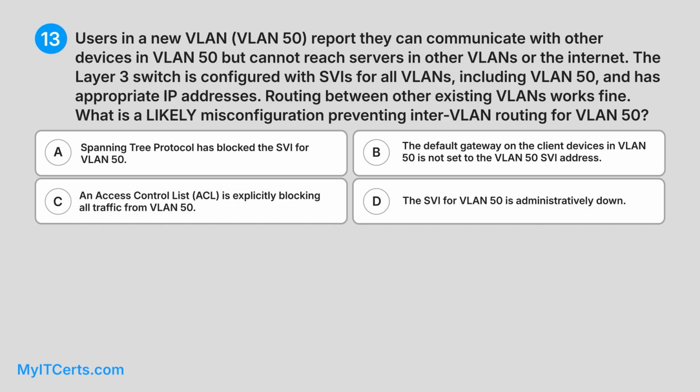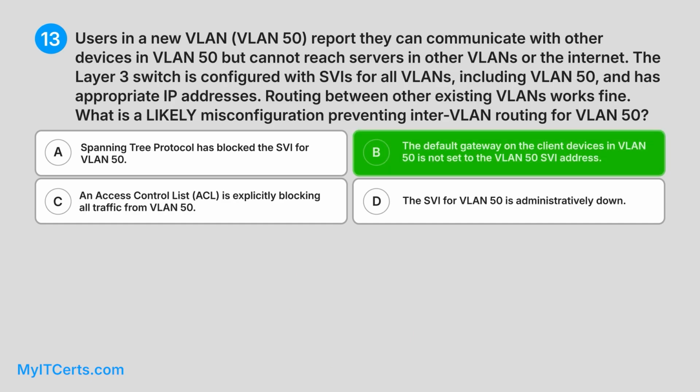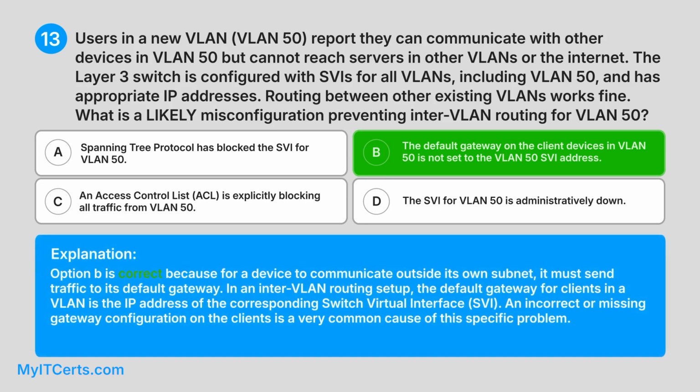Correct answer: B. The default gateway on the client devices in VLAN 50 is not set to the VLAN 50 SVI address. Explanation. Option B is correct because for a device to communicate outside its own subnet, it must send traffic to its default gateway. In an inter-VLAN routing setup, the default gateway for clients in a VLAN is the IP address of the corresponding switch virtual interface, SVI. An incorrect or missing gateway configuration on the clients is a very common cause of this specific problem.